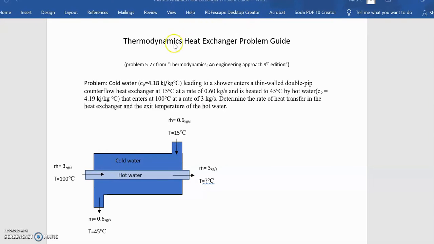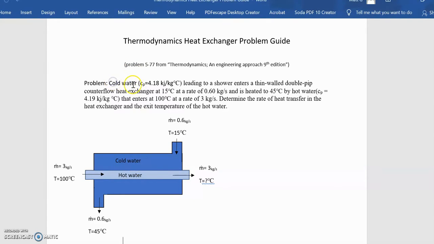So this is going to be a guide going over a thermodynamic heat exchanger problem. This is a steady flow problem where there's some exchange of heat. You can see here we have hot water flowing through cold water to heat up the cold water and/or cool the hot water.